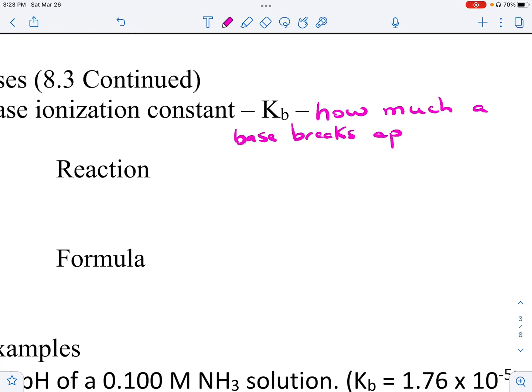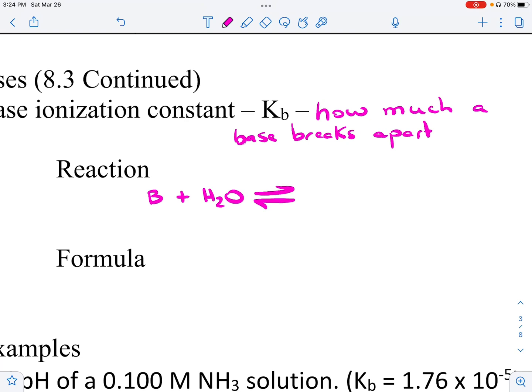All right, how much a base breaks apart. Just like the Ka told us how strong an acid was, this tells us how strong a base is. So in our reaction, this time we're going to use B to represent base, and we're going to add it to water. And you can see what happens here.